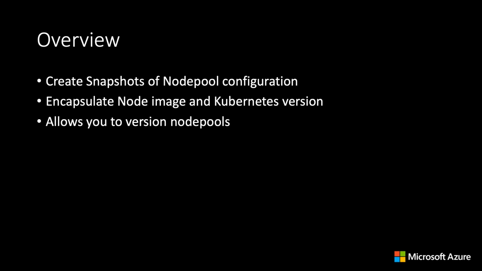Nodepool Snapshots is a way of taking the current configuration of a node pool within your AKS cluster and encapsulating that configuration information, including node information and the Kubernetes version. That means the version of the underlying VHD is stored as well as the Kubernetes version. This is really good if you want to recreate an environment pretty much perfectly: you can store the snapshot and restore that configuration back, and it allows you to version your node pools for future work if you wanted to roll those out.